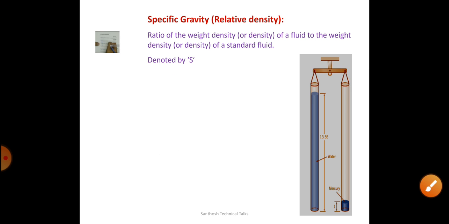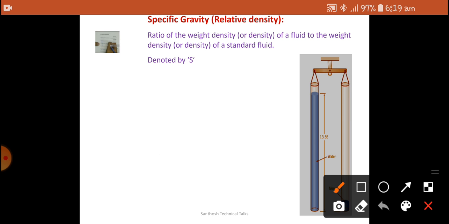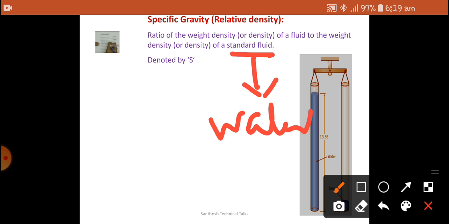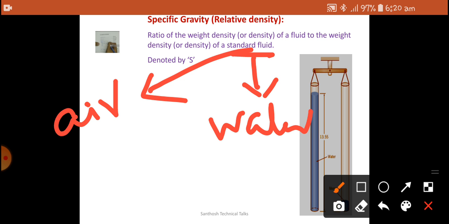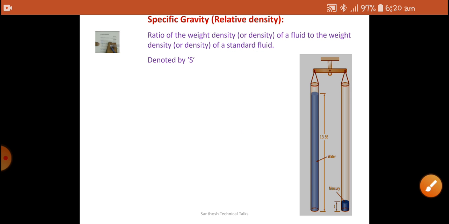Okay. Next is the specific gravity or relative density. It is the ratio of the weight density of the fluid to the weight density of the standard fluid, or the density of the fluid to the density of the standard fluid. For liquids, the standard fluid is water, and for gas it is air. You have to notice this. The specific gravity doesn't have any unit, because the numerator and denominator are the same quantities, therefore the same units get cancelled, so it has no unit.